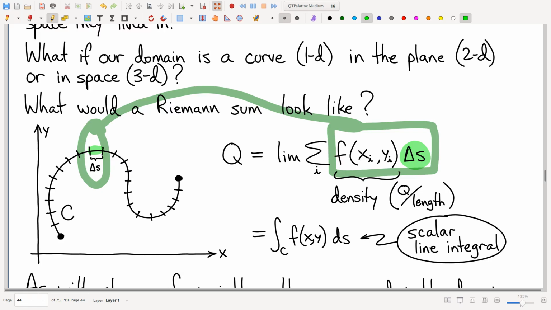If you're trying to compute mass, if I want to know how much mass is on that little piece of length, I would multiply length times mass per unit length, right? Because mass per unit length times length would give me mass. That would tell me how much mass is in each little piece, and then I would add up over all the pieces to get the total amount of mass.